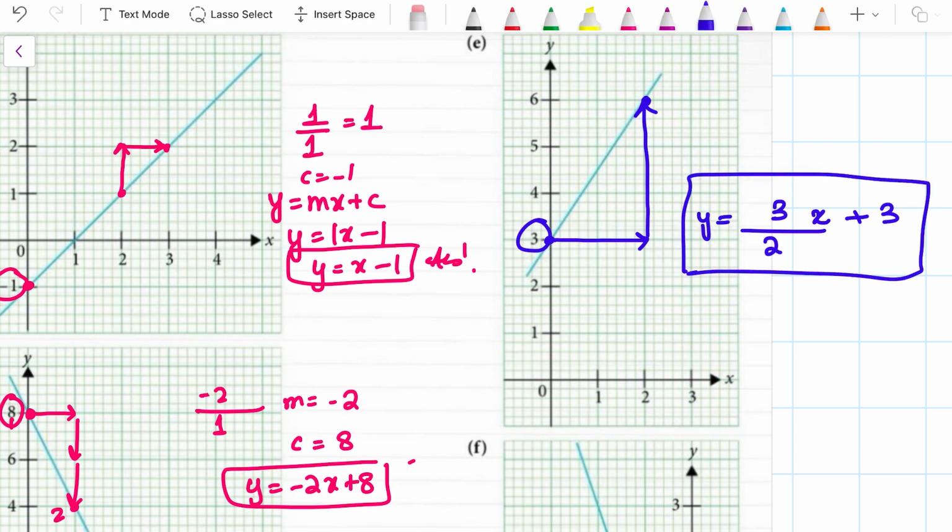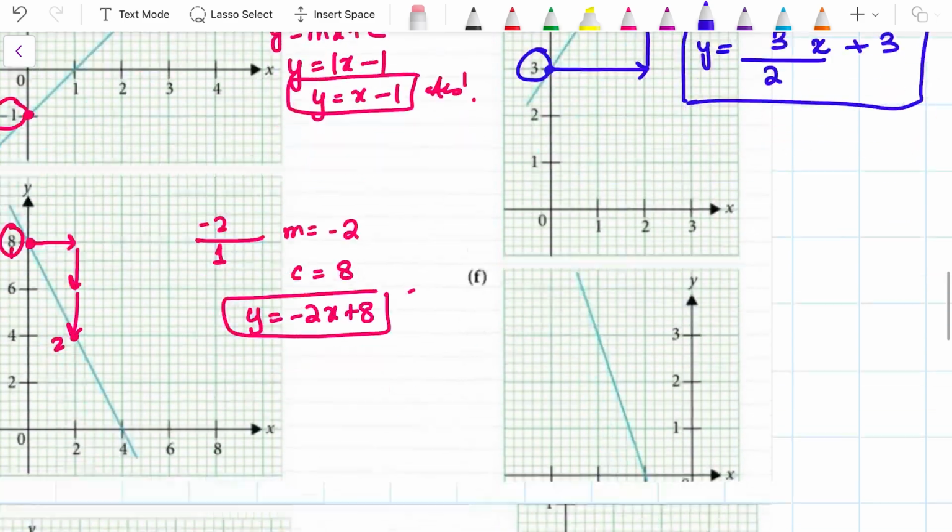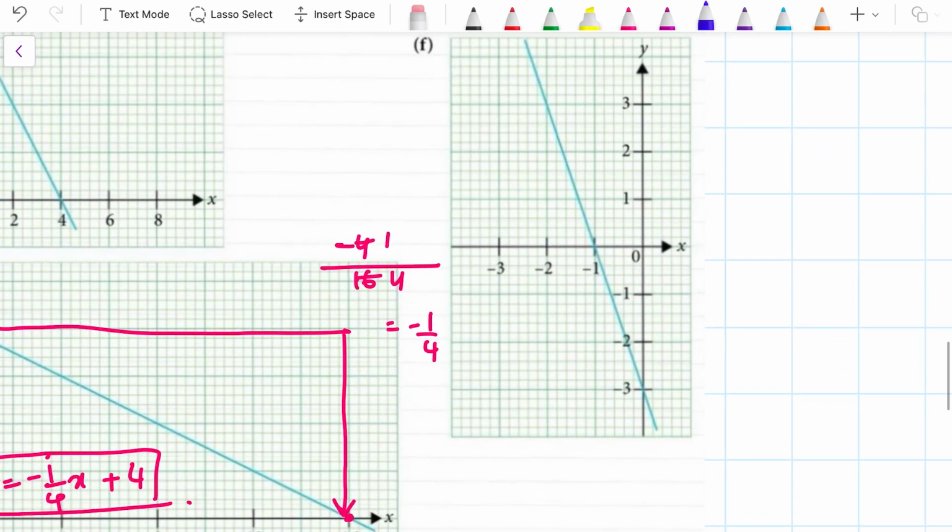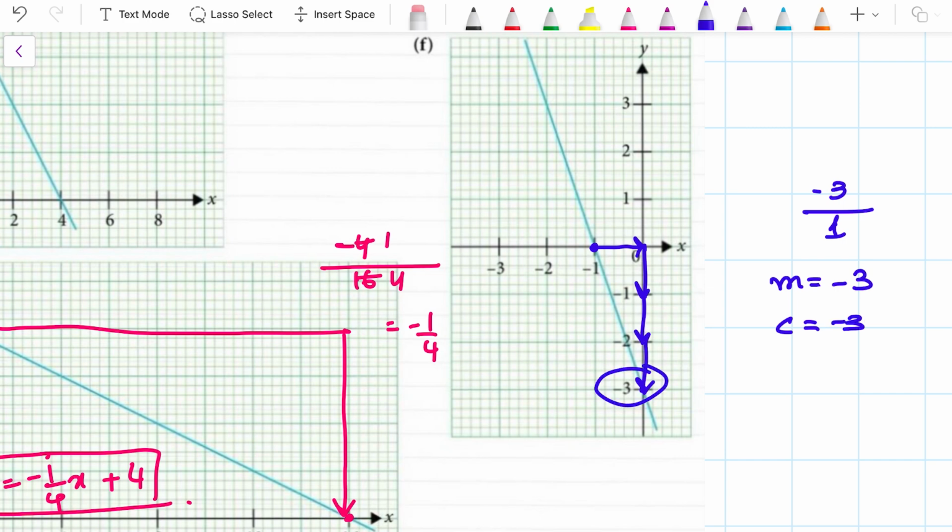That's my equation of the line. Okay, let's look at the F part. This is -1 and this is -3. So from this point to this point, we run 1 unit and we go down by 3 units. My value of C is -3. y = -3x - 3. That's going to be my equation of line.